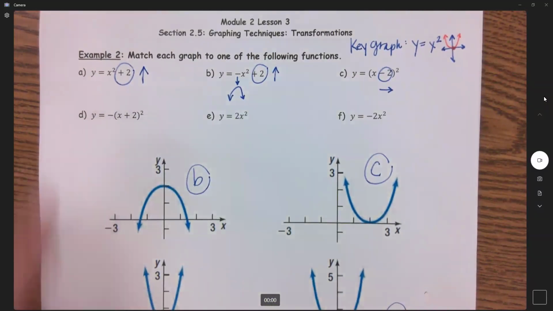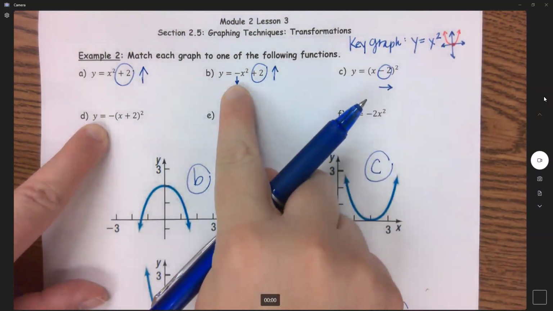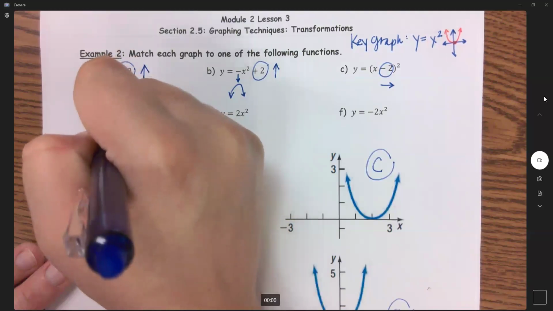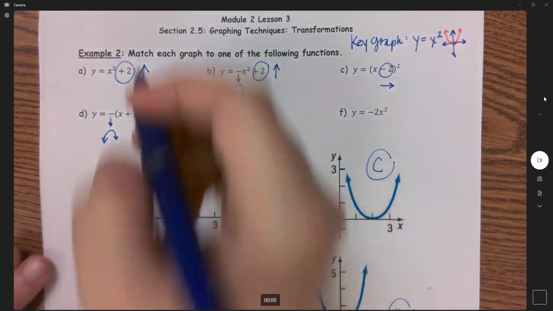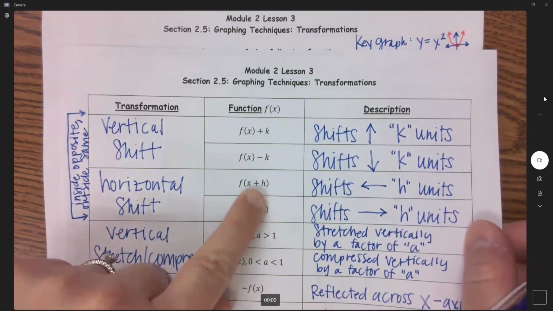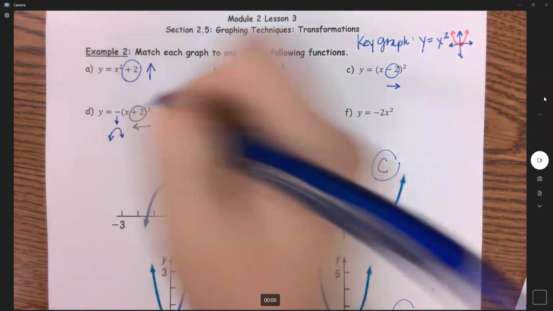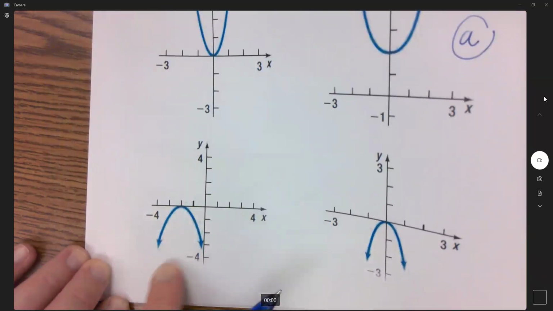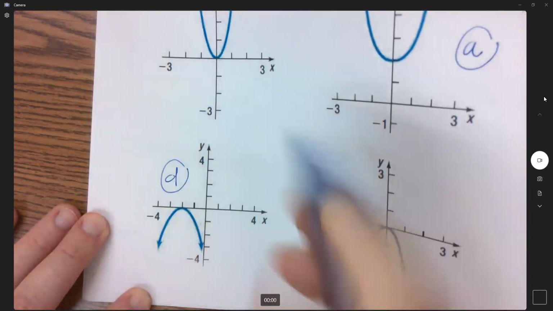Part D, we have two things going on again. We've already talked about this negative out front. That negative out front makes it reflect across the x-axis, so now it's going to open down. And now I have a plus 2 inside. So when I have a positive inside, that moves it to the left. So which one has been moved to the left and is upside down? That looks like this one right here. So this one was D.